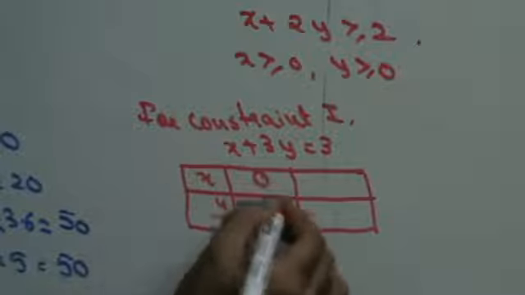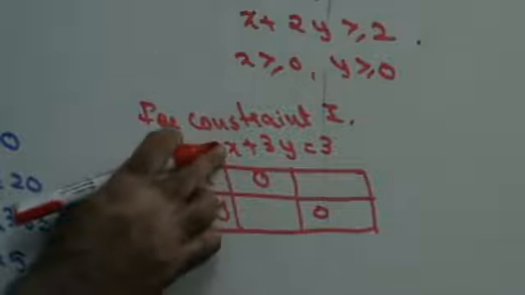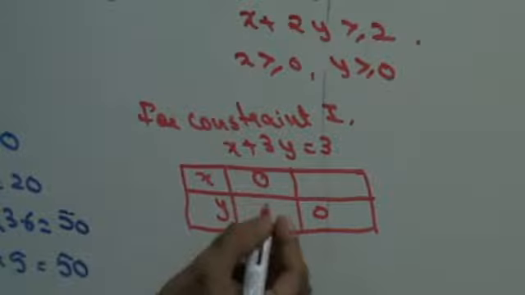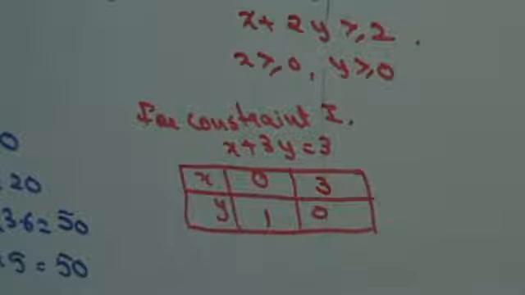x, y, 0, 0. Let's see this. x is 0. If x is 0, then y will be equal to 1. If y is 0, then x will be equal to 3. Right? Same thing now I can do for constraint 2.